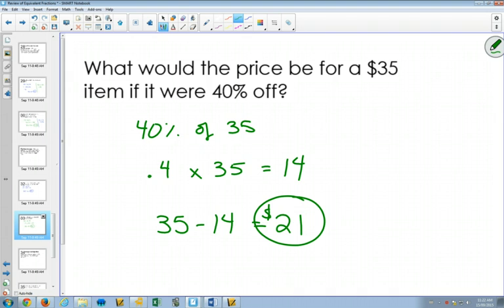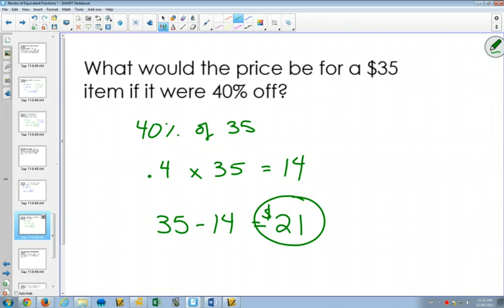Were any of you trying to do the mental math way that we learned the other day? Where we do, what is 10% of 35? 3.5. So 40% would be 3.5, 3.5, 3.5, 3.5. I realized that it was very close to 50%, so I just divided 35 in half and then took 10% off of that.